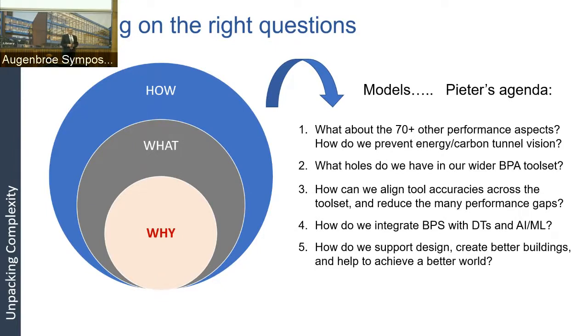I see a leaky dike, and I have only 10 fingers, so we need to start plugging some of those holes and make some of them. There's still the question about the performance gap that is not going away, so we need to deal with that. We need to talk about how building simulation and building science fit with digital twins and artificial intelligence and machine learning. But it also comes back to why do we do all of this, and that is better buildings, create a better world.